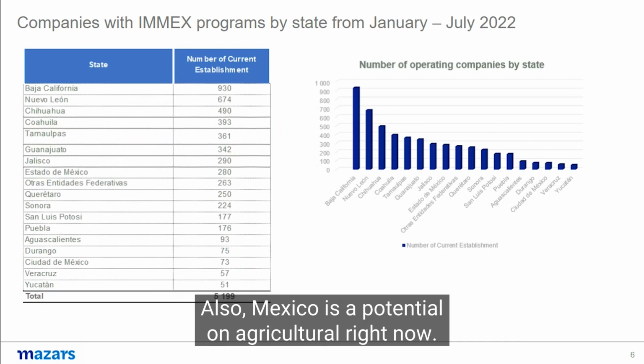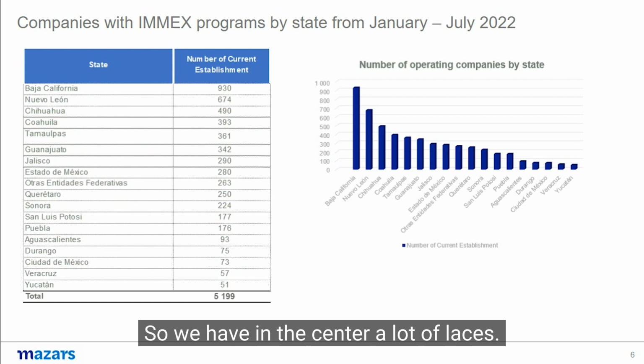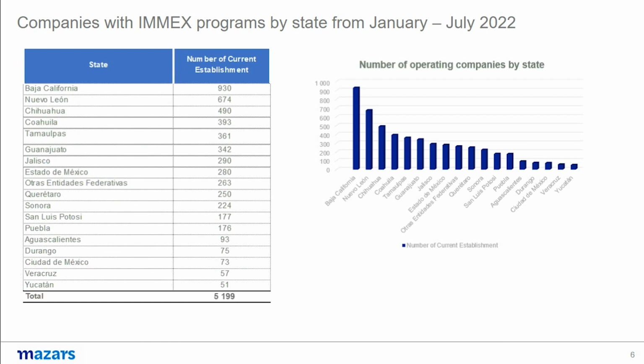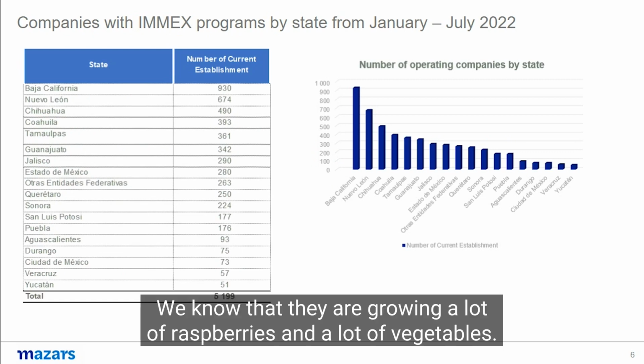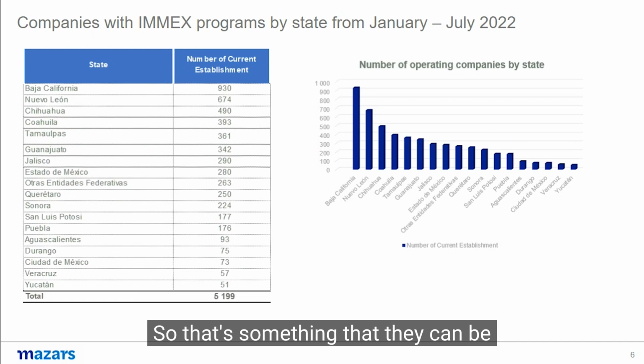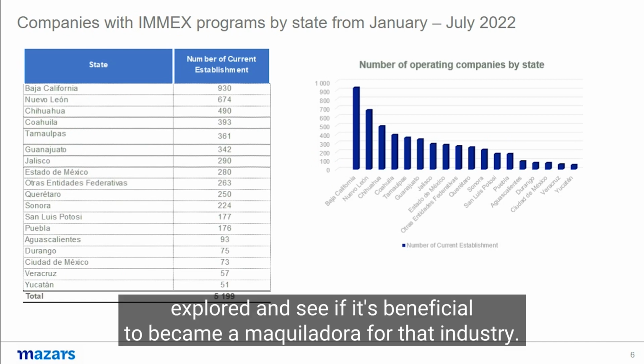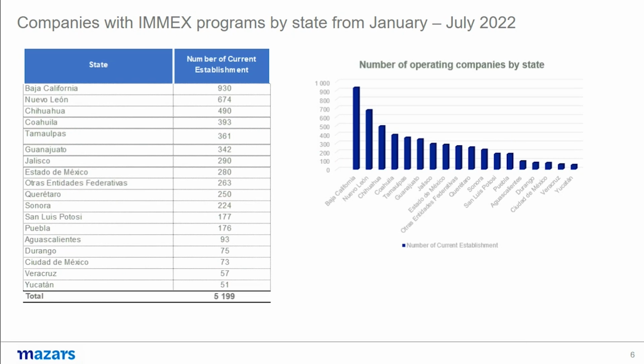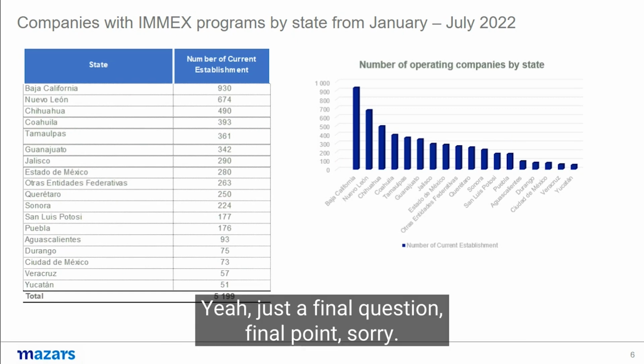Also, Mexico has potential in agriculture right now. We have in the center a lot of places where we know that they are growing a lot of raspberries and a lot of vegetables. So that's something that can be explored, to see if it's beneficial to become a maquiladora for that industry. So that's all we know.